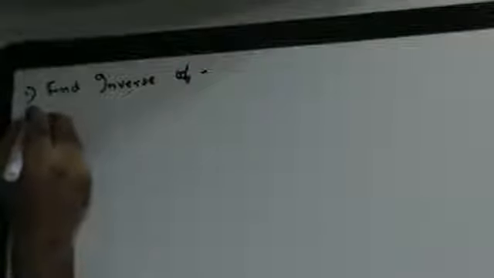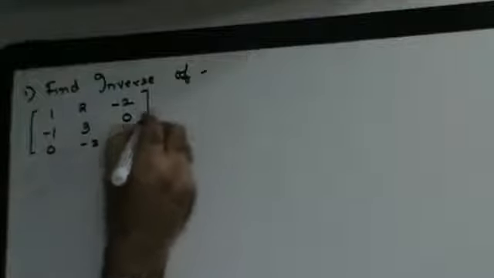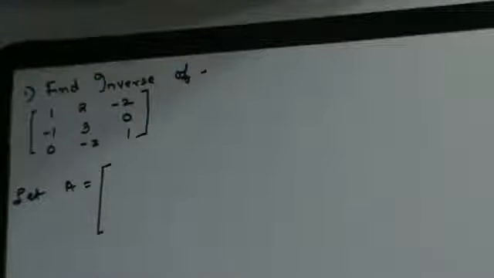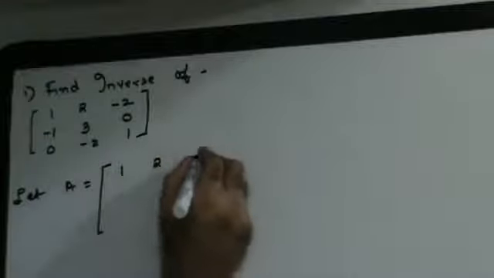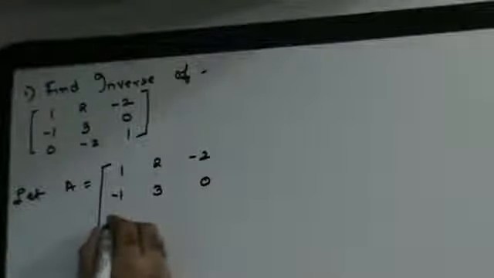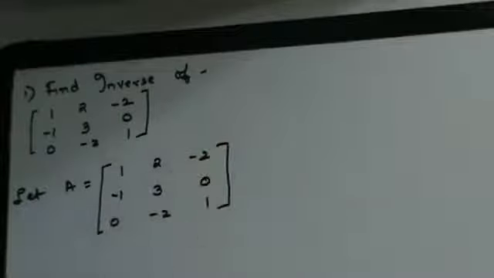Today we are going to do inverse. You have to find the inverse of a matrix. Now, rather tricky topic. Let's try to understand how we do this. Let A be equal to the given sum. So let us assume that A is 1, 2, minus 2, minus 1, 3, 0, 0, minus 2, 1. Right? Now we are going to try to find the inverse by using row transformation.